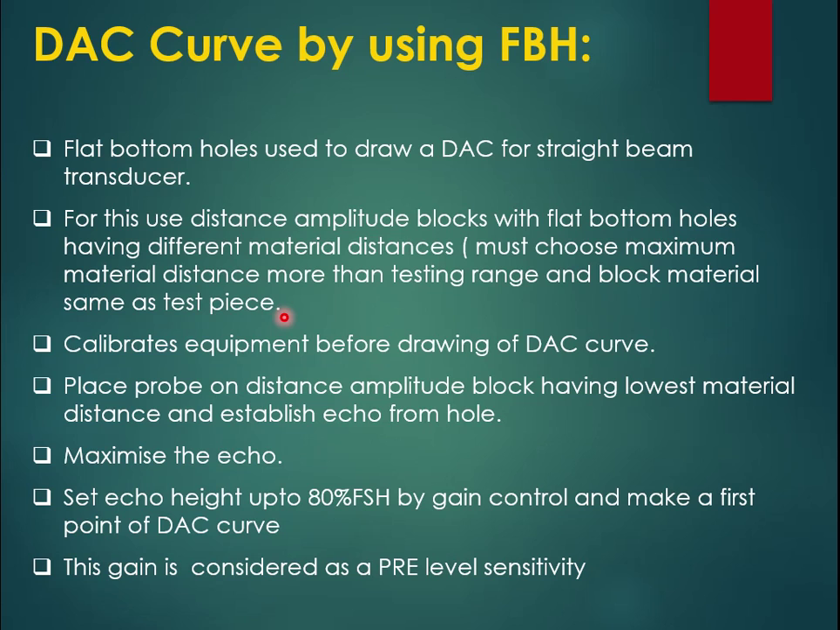And while taking the distance amplitude blocks, you have to take blocks up to a certain distance that your range covers. You have to take the block size that covers the range for which you want to make the distance amplitude correction curve. So you have to take a block of size greater than the range you want, and you have to take the same material.